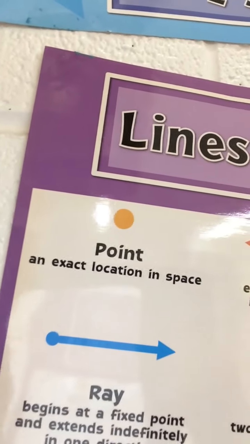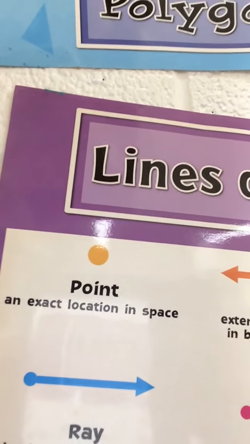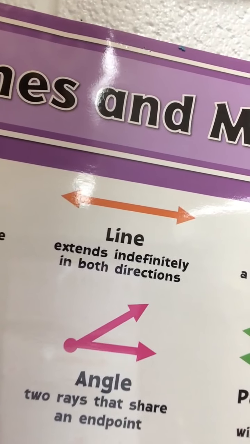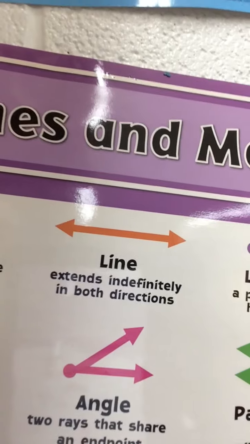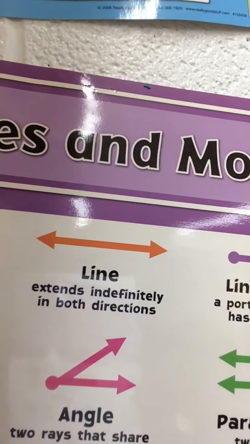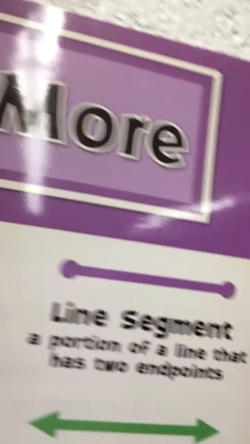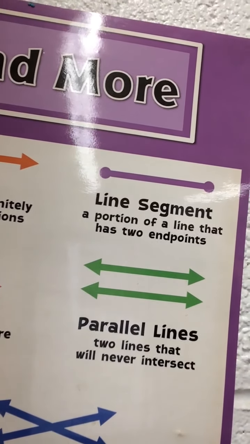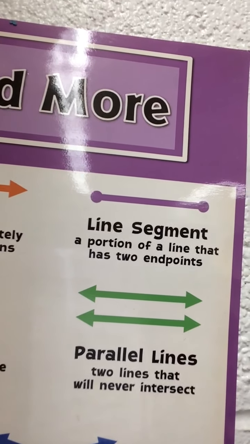So that is a lot of times what we use on a number line to precisely place data. Now, a line, you notice has arrows, okay, on both ends. It extends indefinitely in both directions, meaning it never ends. That's why we signify it with 2 arrows. A line segment, on the other hand, has 2 endpoints. It's just a portion or a segment of a line. Okay, so it has 2 endpoints.